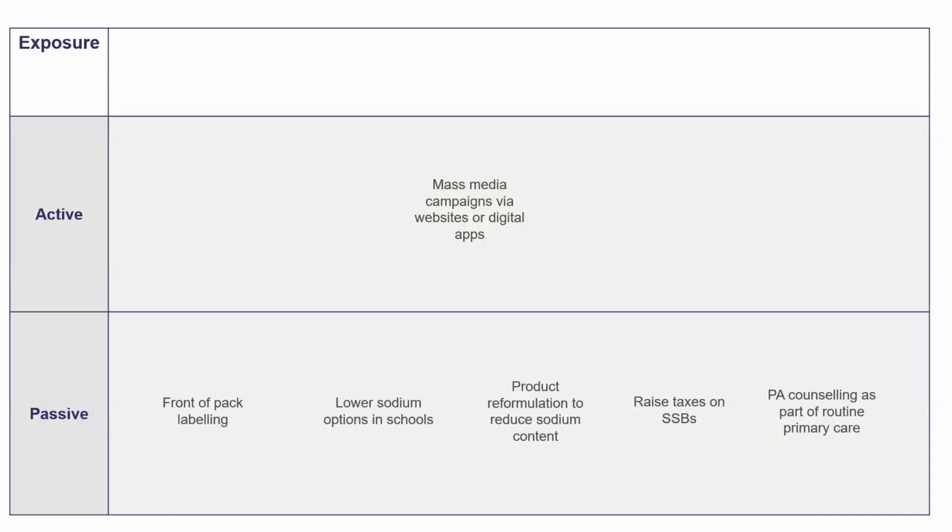Raising taxes on SSB, so sugar-sweetened beverages, when people go and purchase them, or physical activity counselling as part of routine healthcare appointments. And these examples really illustrate the difference between active and passive exposure.